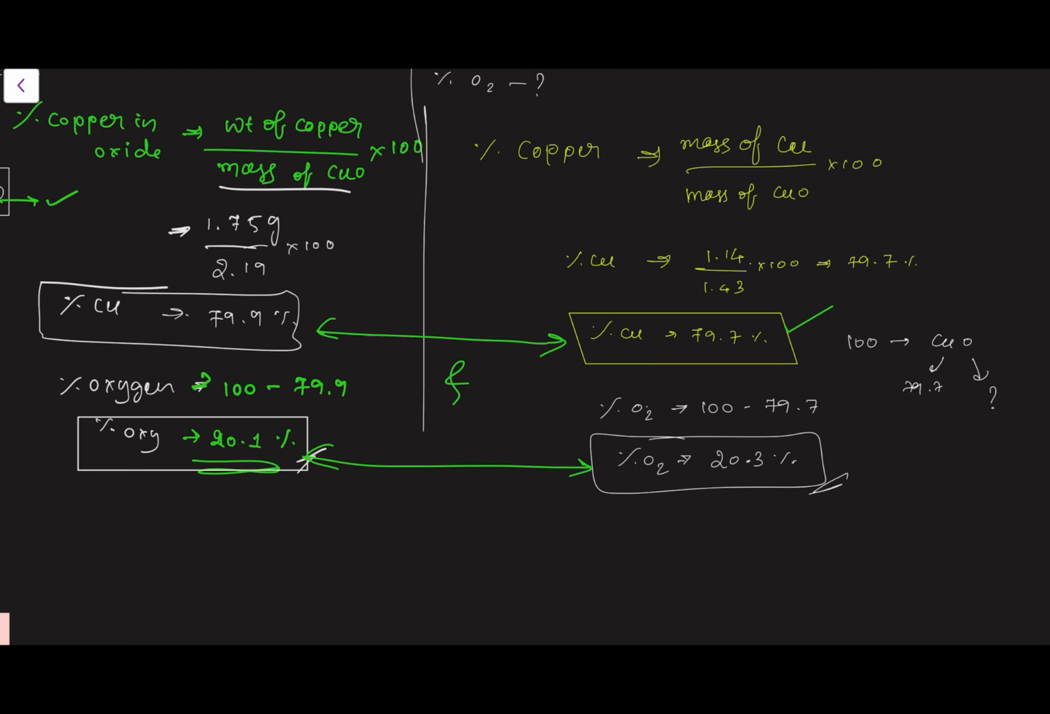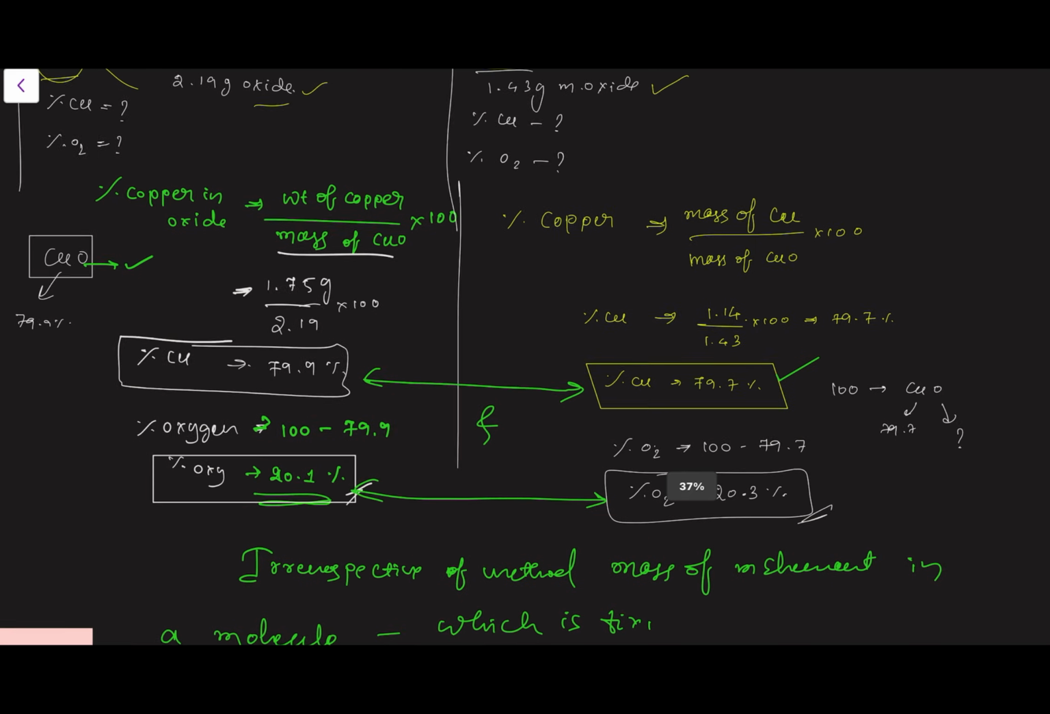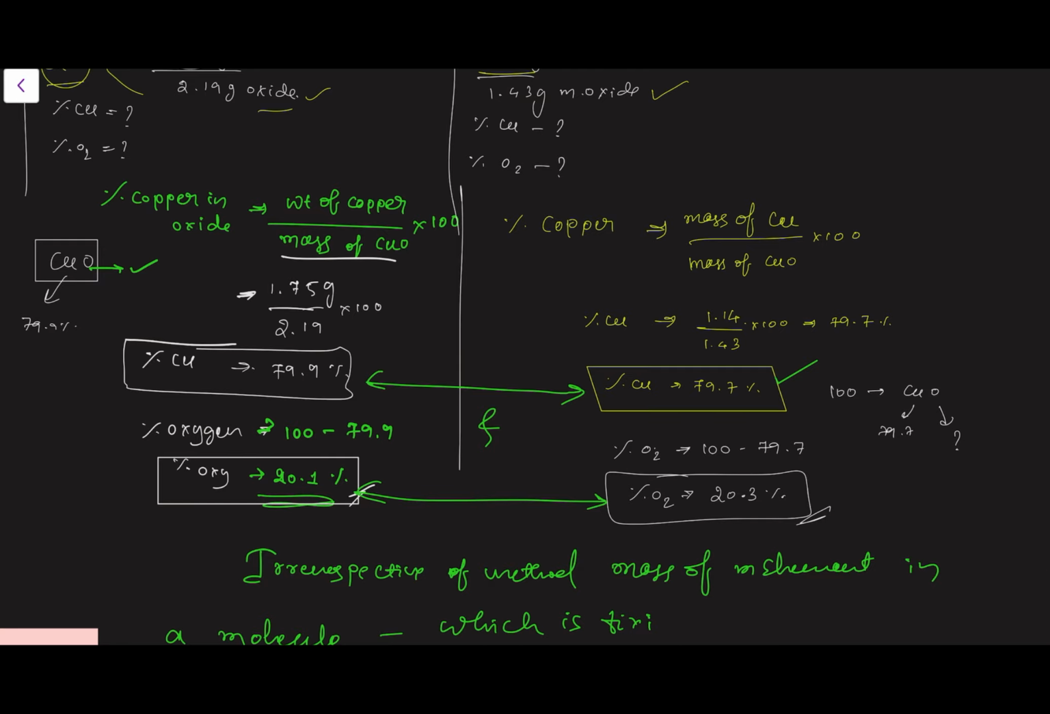Therefore, irrespective of the method, when we try to find the mass of an element in a molecule, it is fixed. Therefore, we can understand that this question illustrates the law of definite proportion or constant proportion. I hope you understood. Thank you.